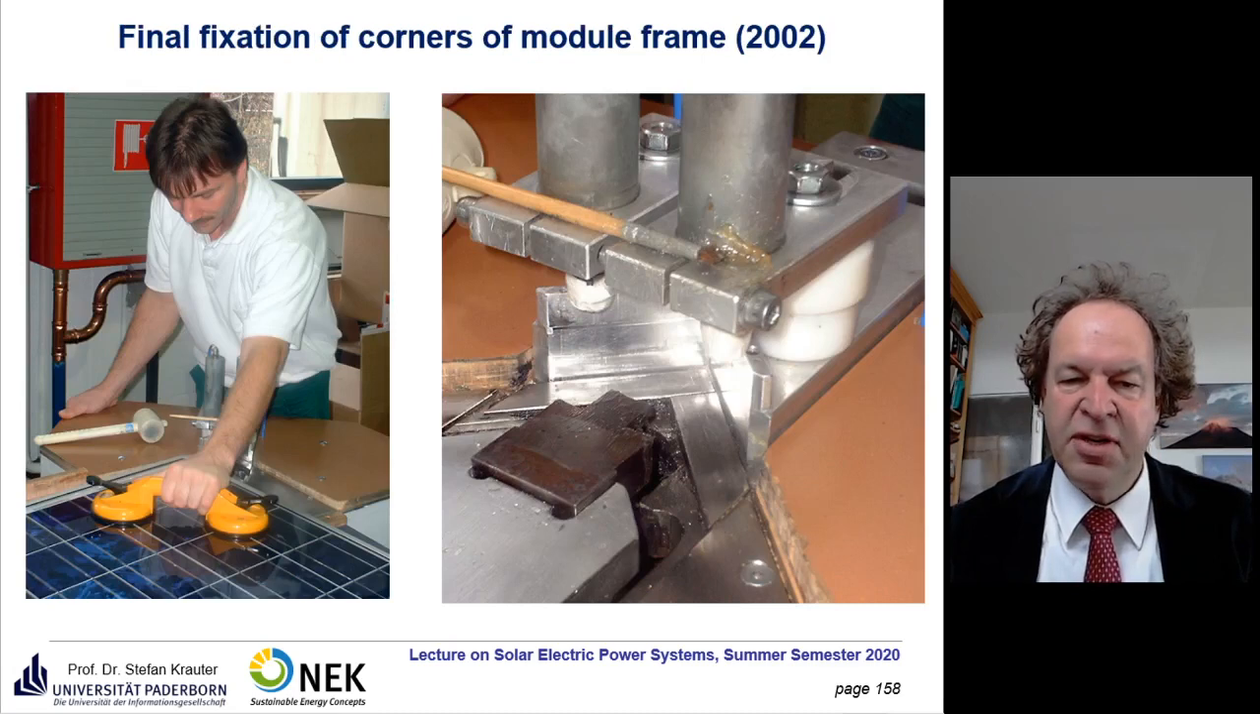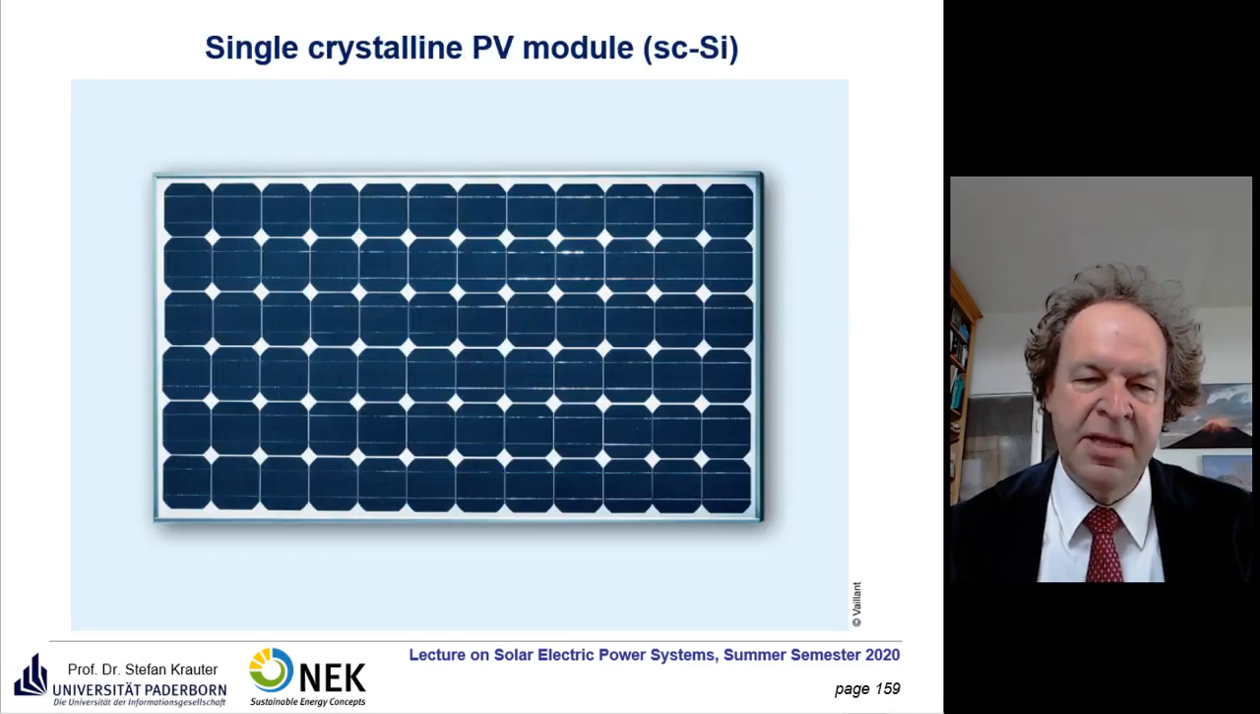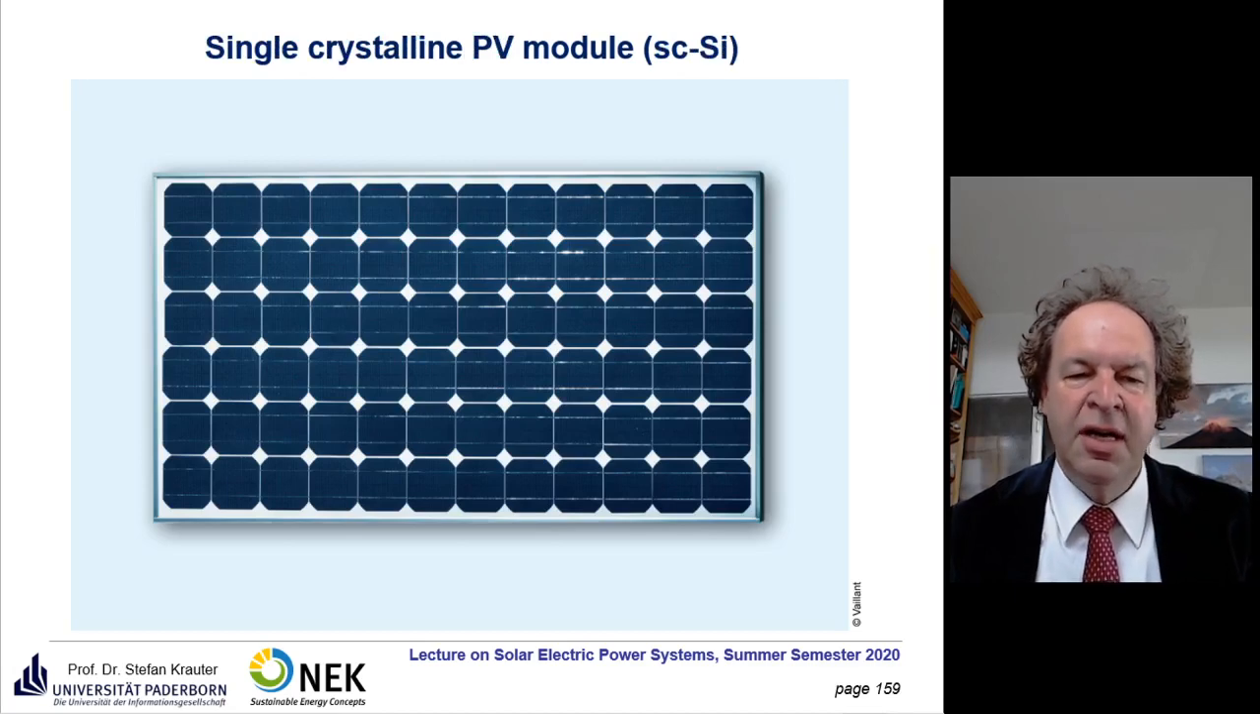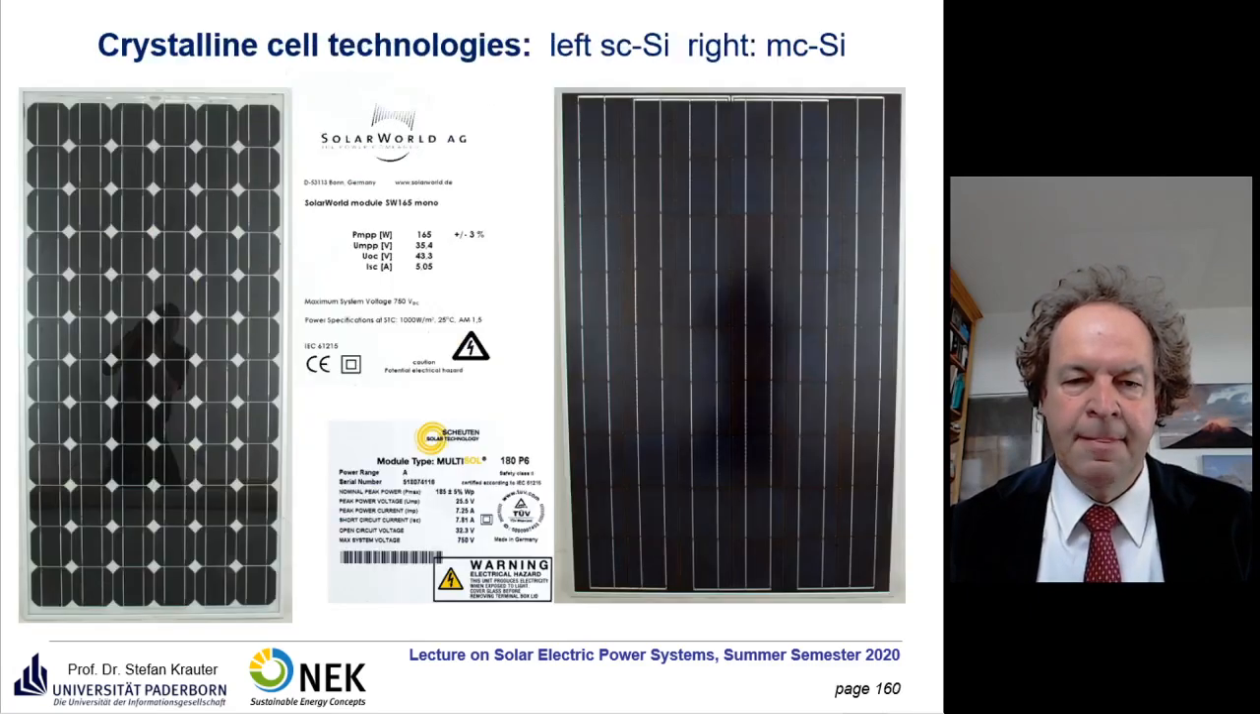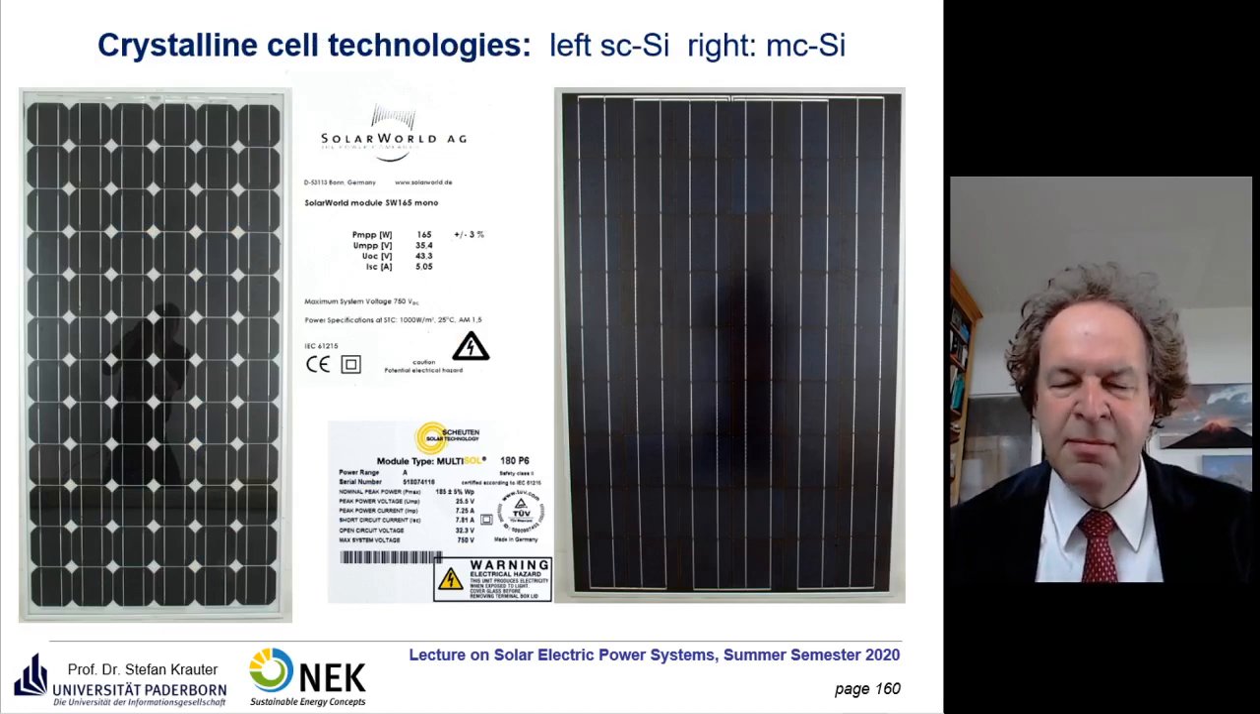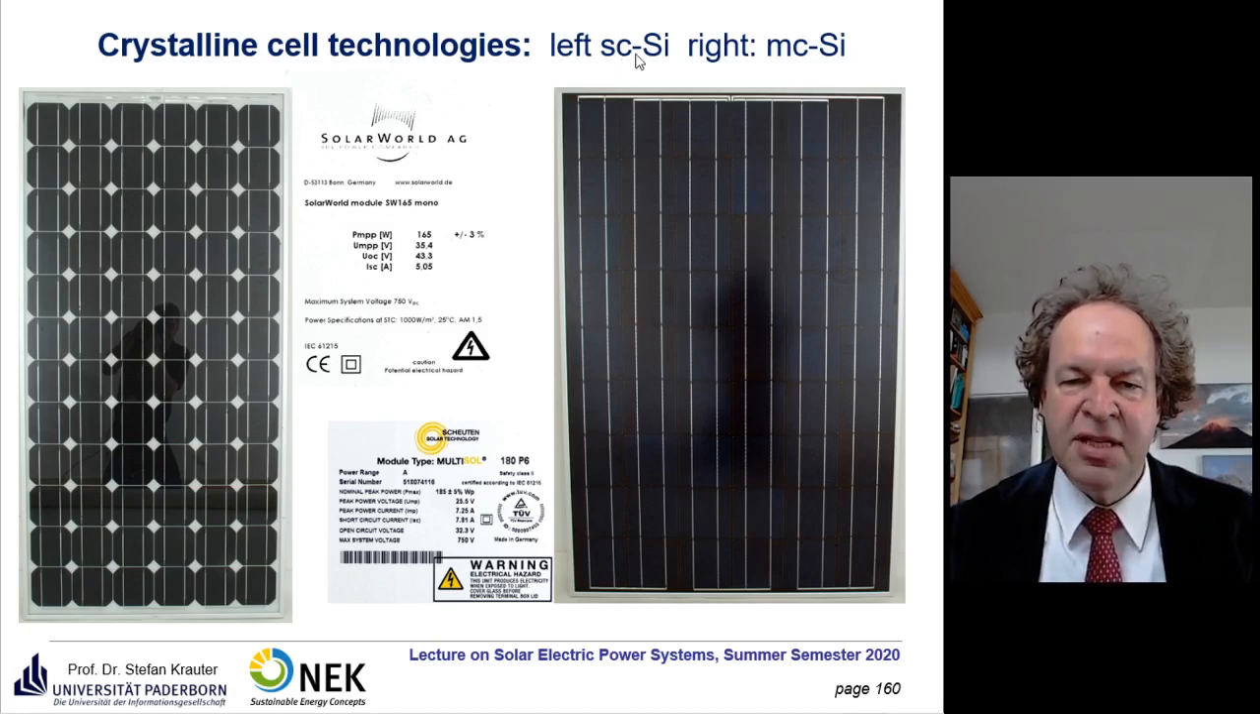Here you see the fixing of the edges. And we have the final module after the attachment of the terminal box. On the left side, you see a single crystalline module. On the right side, maybe you hardly see it, is the multicrystalline structure. So SC means single crystalline, MC means multicrystalline.